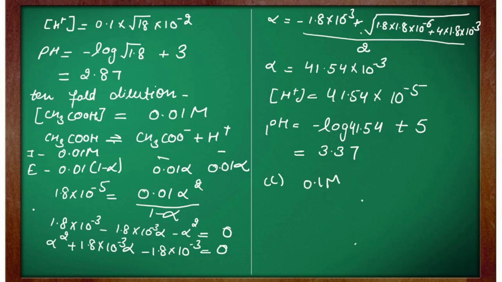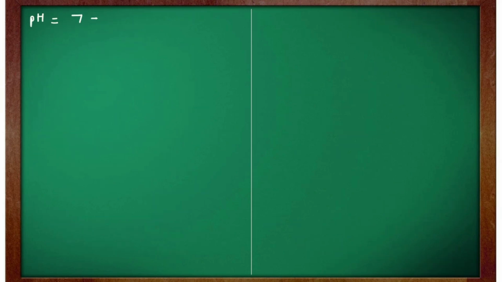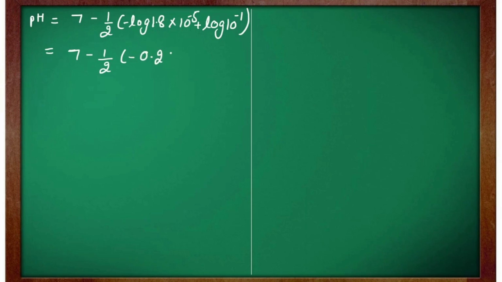Part C, given is concentration of ammonium chloride, which is equal to 0.1 molar. Ammonium chloride is a salt of a weak base. pH of a salt of a weak base is equal to 7 minus half of the sum of pKb plus log concentration of salt. Dissociation constant value of ammonia is 1.8 times 10 raised to power minus 5. After putting this value in the pH equation, we get pH is equal to 7 minus half of 4 minus 0.25. On solving, pH is equal to 5.128.